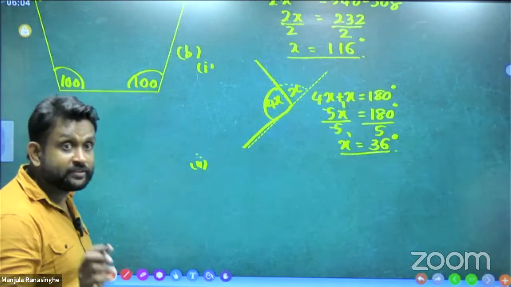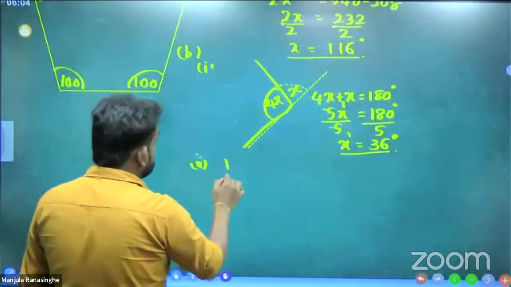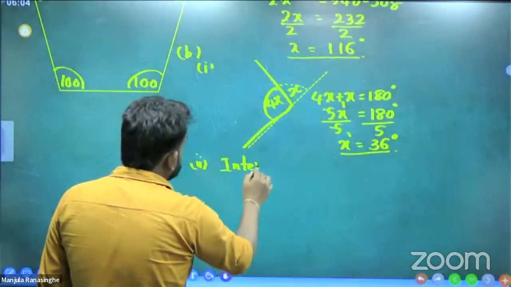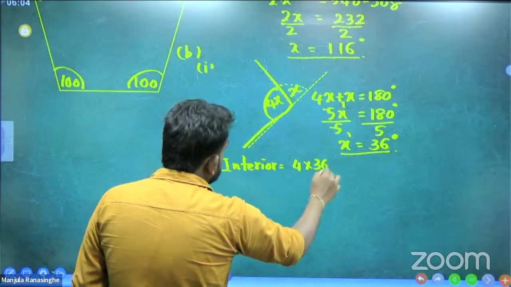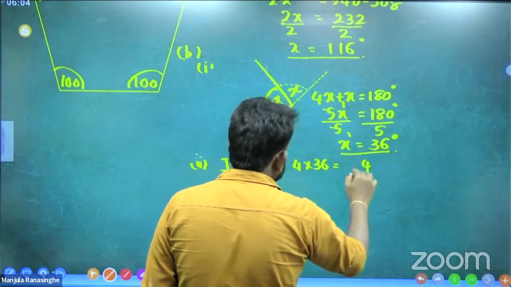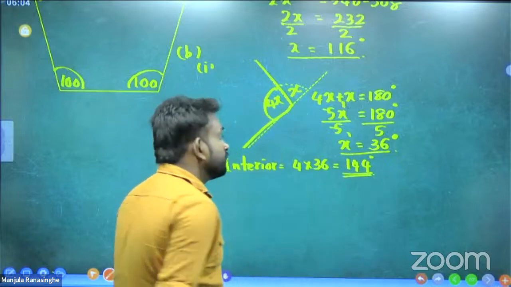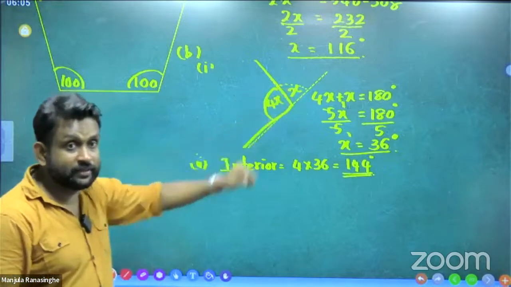Then part 2: find the magnitude of an interior angle. The exterior angle is x, and the interior angle is 4x, 4 times that. Interior equals 4 times 36, which gives you 144 degrees. Or otherwise, from 180 subtract the exterior angle, and that gives the interior angle.